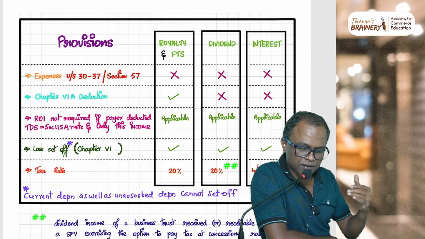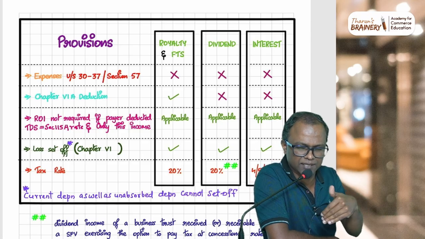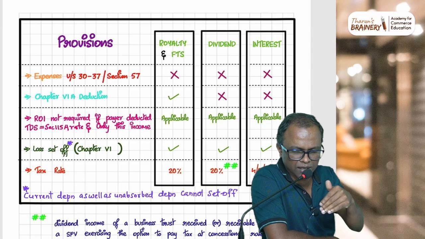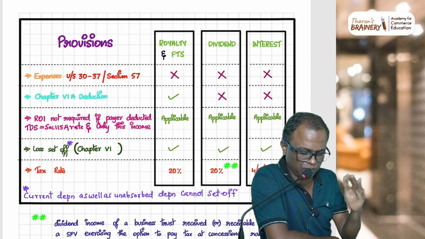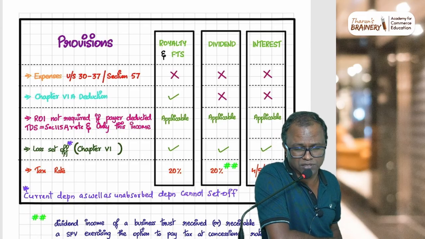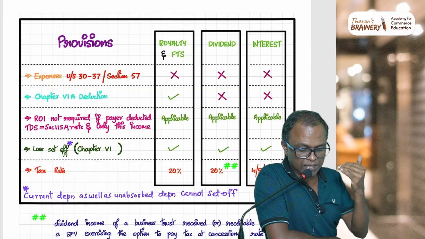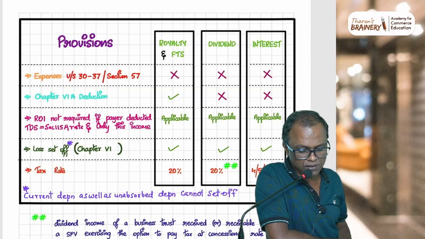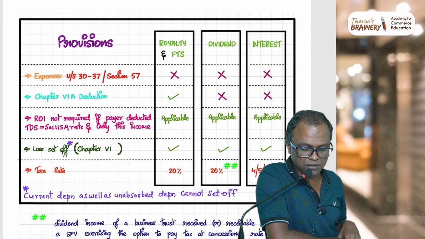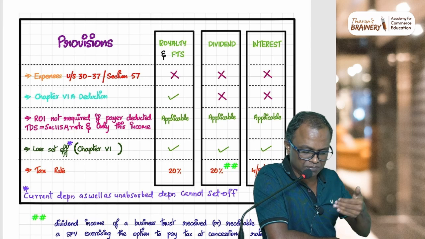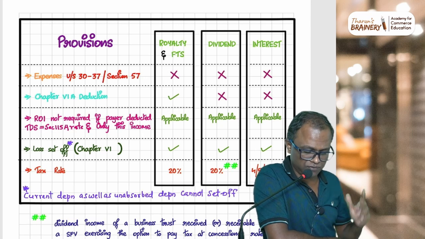And the next point is loss set off. In all these three areas, if the non-resident has any other eligible loss in India, they can set it off, no problem. No restriction for loss set off, because loss set off is prescribed under chapter 6 of the income tax law. They are saying chapter 6A is not possible. They are not saying chapter 6. So chapter 6 is possible. That is, loss set off is possible.